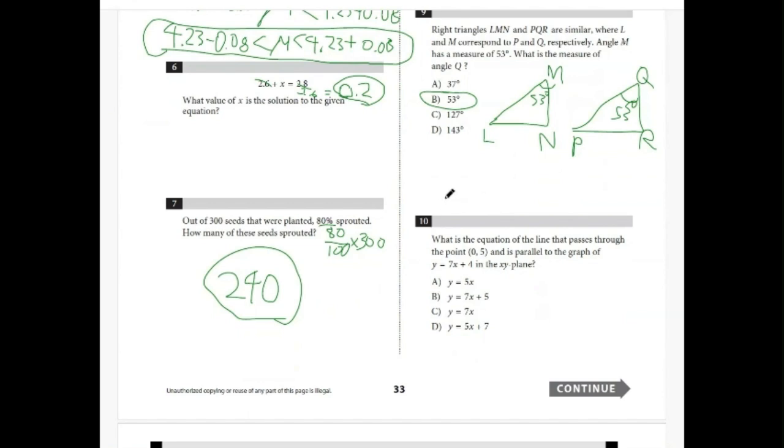What is the equation of the line that passes through the point 0, 5 and is parallel to the graph of y equals 7x plus 4? Parallel means that these two lines need to have the same slope. So we'll go ahead and write this down here. This is how I like to write down the line equation. So we know that the slope is 7 and 5. So y is equal to 7x plus 5. So the correct answer choice here is B as in boy.